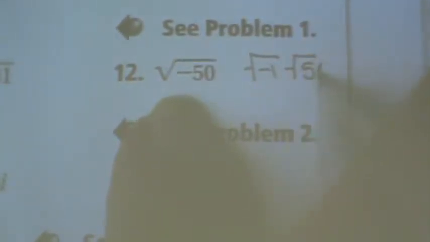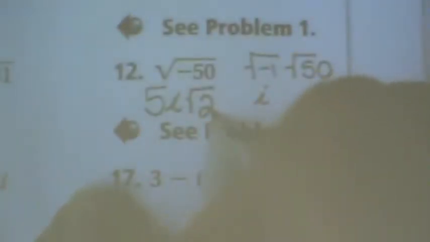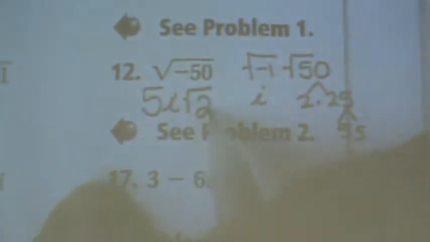Number 12. This one is the square root of -1 times the square root of 50. So this is going to be i. This is 2 times 25. So your answer is going to be, you've got 2 5s here, so it's 5i root 2. Or you could write 5 root 2i, same thing.